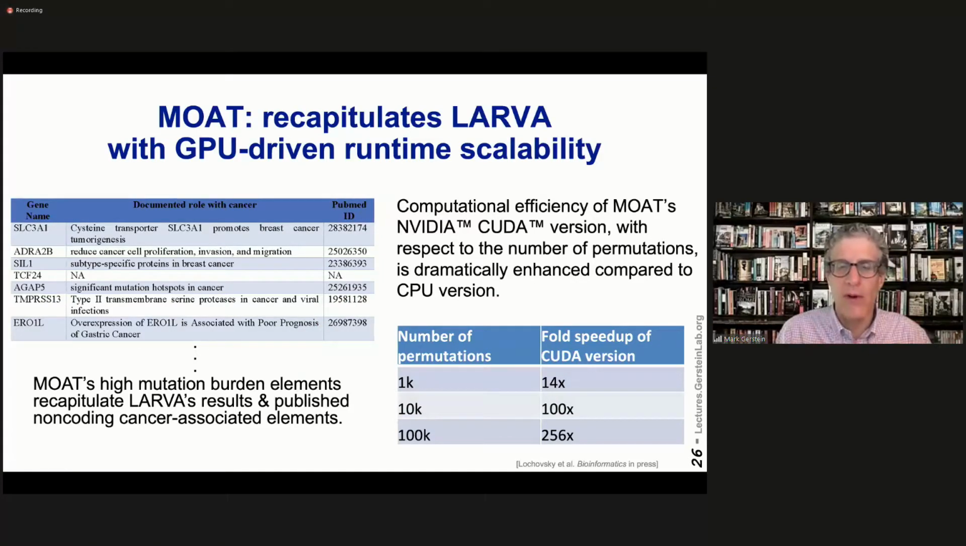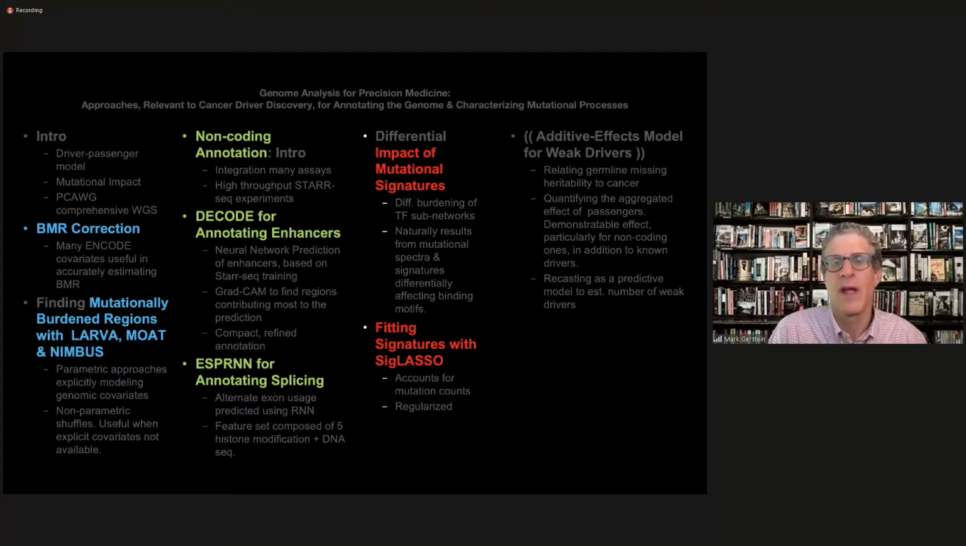One of the problems with the random shuffle model is that it's very slow. People spend a lot of time taking the random model and comparing it against the analytical models, seeing how well they agree, and also trying to speed up the random model with a variety of computational techniques. I'm not going to describe them in detail, but we were able to speed these up quite significantly by using GPUs, which are special processing units. Okay, so that's finding the mutationally burdened regions.